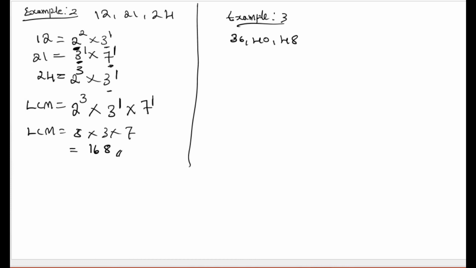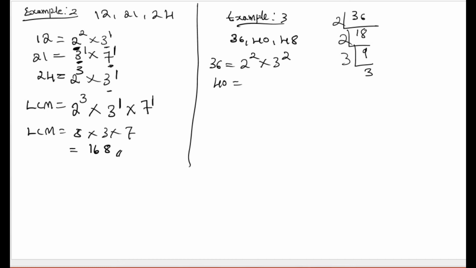Okay, first find the prime factorization. Consider 36. 2 18s are 36, 2 9s are 18, 3 3s are 9. So 36 is nothing but 2 to the power 2 into 3 to the power 2. Next number 40. Okay, 40, find the prime factorization. 2 20s are, 2 10s are, 2 5s are. So 40 can be written as 2 to the power 3 into 5 to the power 1.